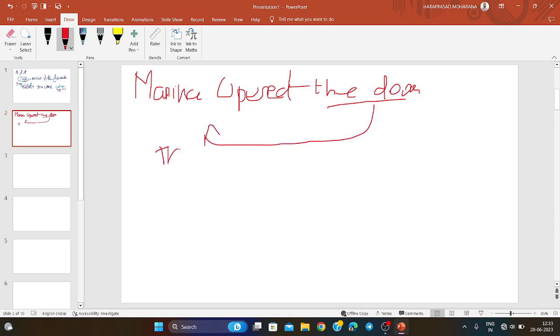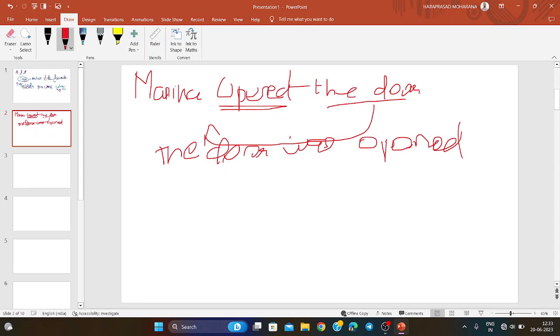The door is. Here it is opened, the ed form, that is the past tense form. We'll use is becomes in passive. Is becomes what? Was. Okay. So we'll write was. The door was opened by Monica.